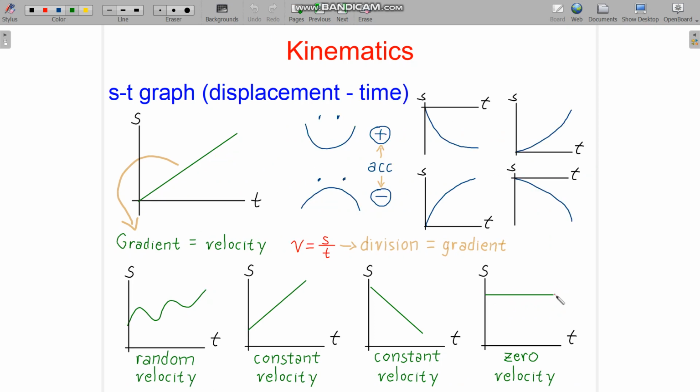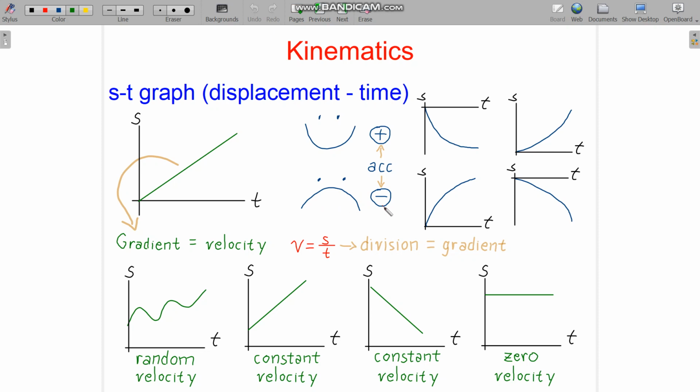In an ST graph, we don't use the area under the graph, we only use the gradient. The gradient is s divided by t, which is velocity. Because of division, we use the gradient. So if the shape is a curve, if it's part of a smiley face, it's an acceleration. If it's part of a sad face, it's a deceleration.